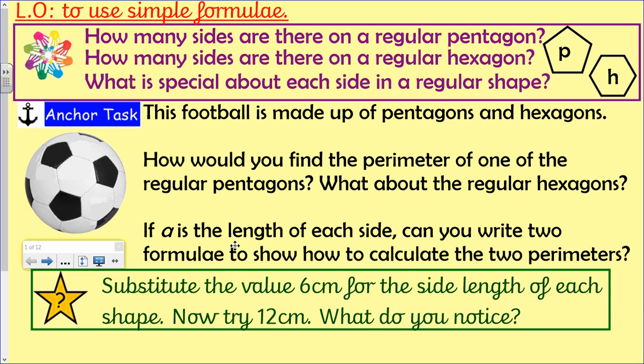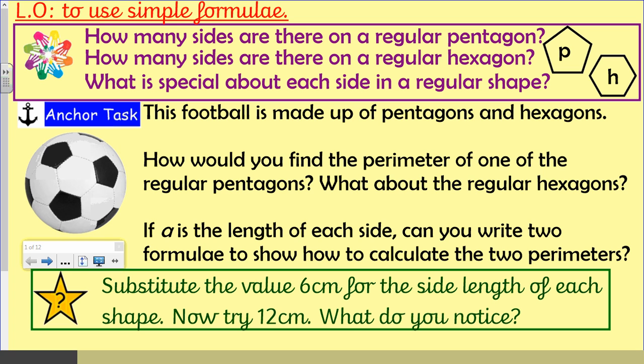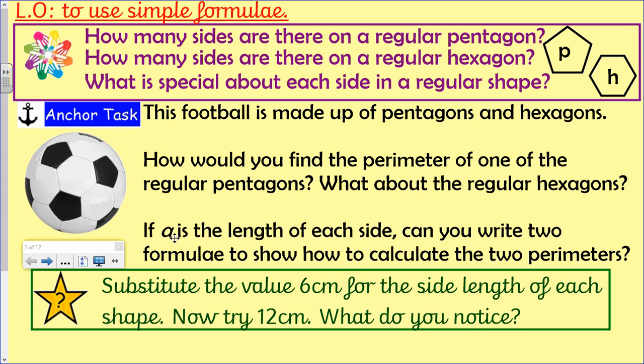So it says here, if A is the length of each side, can you write two formulae to show how to calculate the two perimeters? So it's a bit like writing a rule, basically. So how can we figure out the perimeter of these regular pentagons and regular hexagons? If A is the length of each side, that's our substitution again. So if A is some value that we don't know, what do we have to do to that A to find the perimeter?